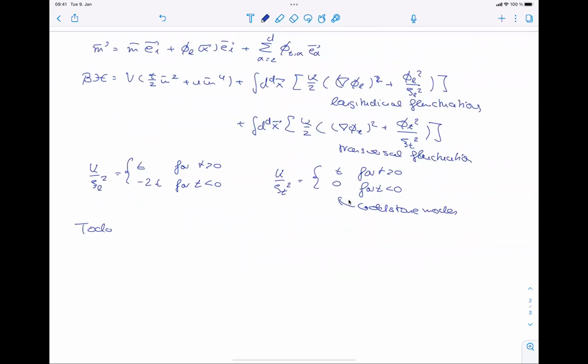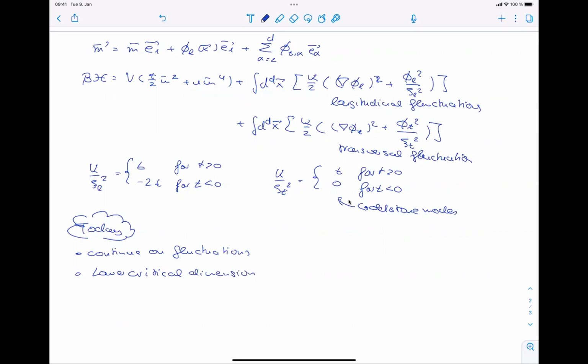Okay, and so today we're going to continue on fluctuations and then talk about the lower critical dimension in this context. Do you still remember what the lower critical dimension was? What was the definition?